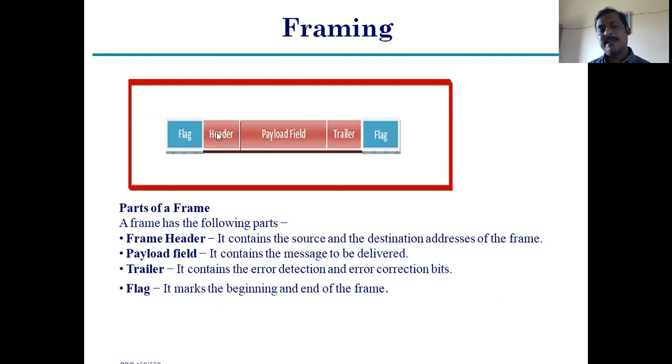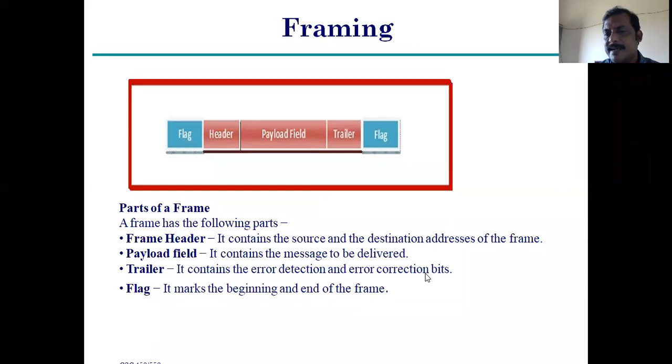At the same time, the header also has control information. Next, payload means data. Next, trailer holds error detection and correction information. Next, flag, right? This is the information available in the frame. The frame header contains the source address and destination address, we know that, right? The payload contains the message to be delivered.